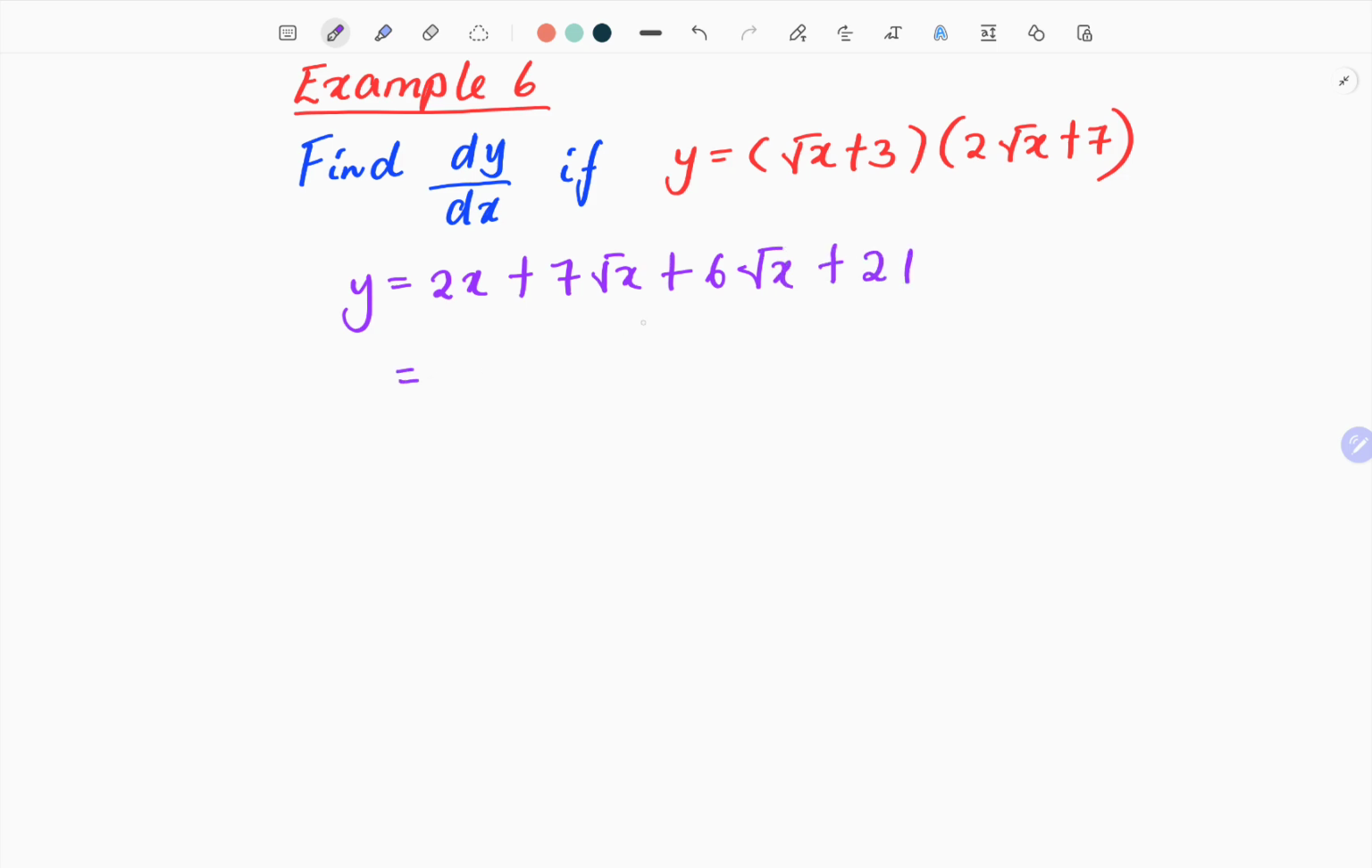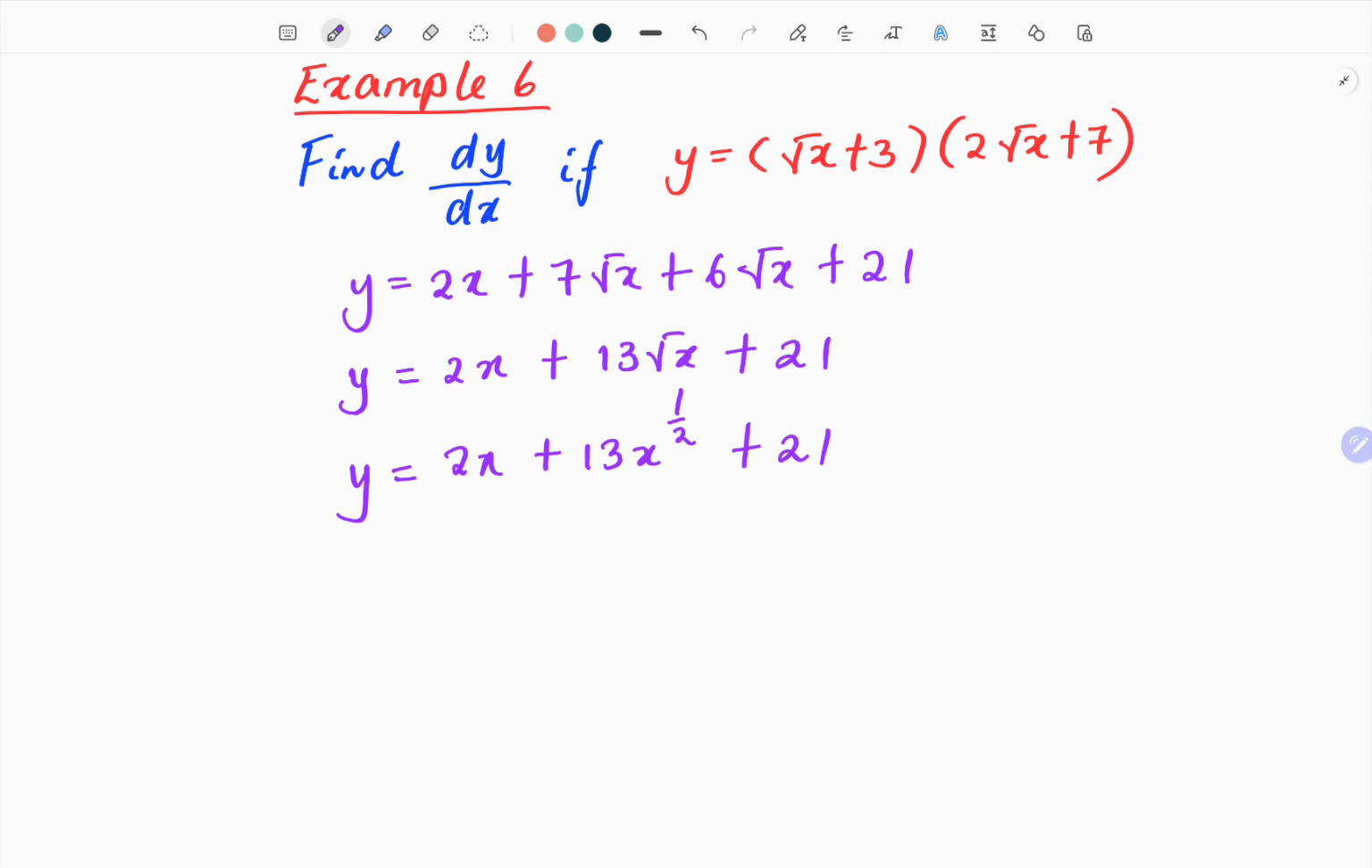You want to also combine those like terms. That will become y is equal to 2x plus 13 root x plus 21. And before you differentiate, you want to also convert that square root x to be a power of half. So that becomes 2x plus 13 x to the power half, plus 21. Now you can do the derivative.